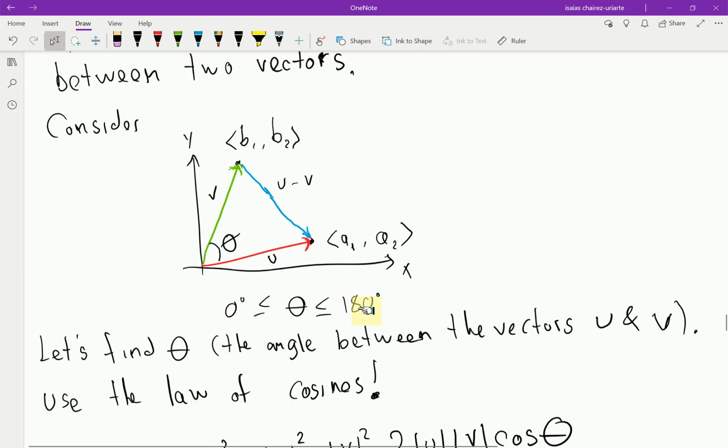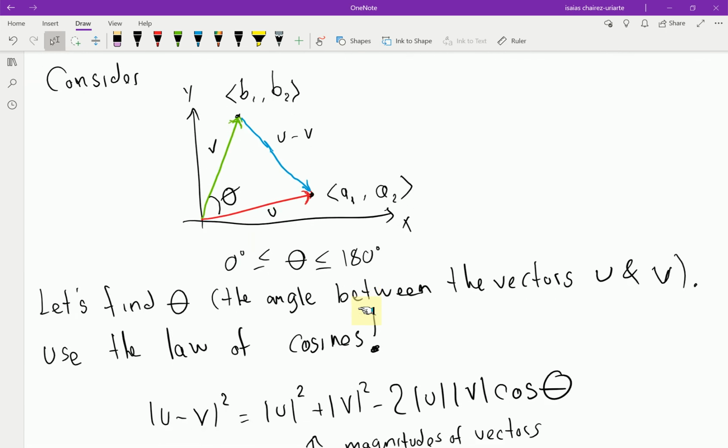All right, this is just a little bit of motivation for the next formula. There's another way to compute the dot product that involves angles, the angle between the vectors. Consider this little ugly sketch here. I have two vectors. I have the vector u in red, and the vector v in green. Vector u has this horizontal component, that's its vertical component. Vector v has this horizontal component, that vertical component.